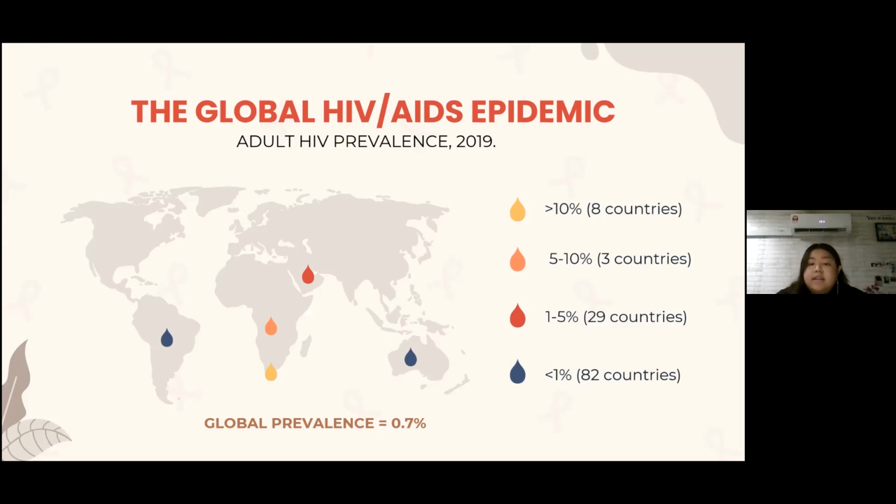So if you can see the yellow key, which is marked under the southern part of Africa, it consists of 8 countries, such as Namibia, Botswana, Lesotho, Zimbabwe, Mozambique, Swaziland, Zambia, and also South Africa. So these countries are considered to be the more than 10% contribution to the global prevalence, which is 0.7%.